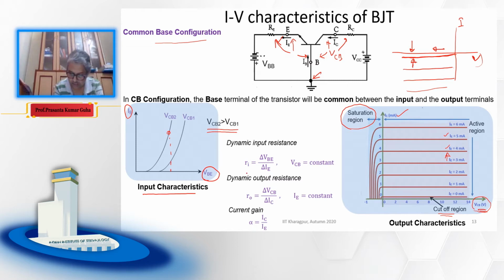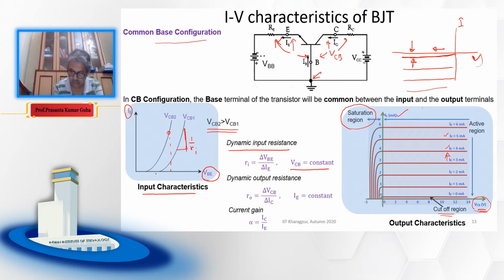We have also mentioned that you can define dynamic input resistance from this input characteristics, from this slope, which is nothing but del VBE over del IE for a constant VCB. Because for any particular IE versus VBE curve, VCB is constant.